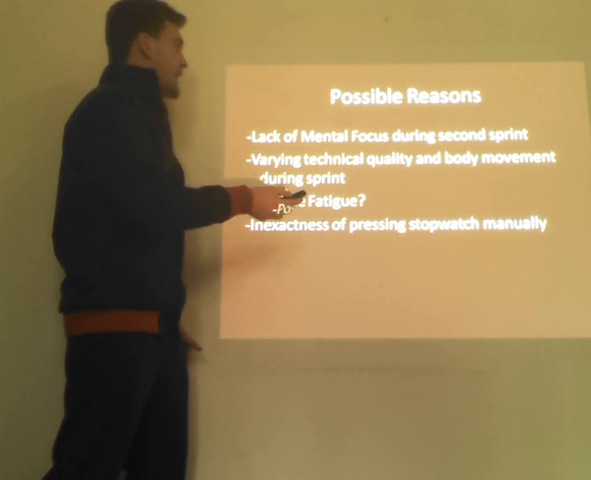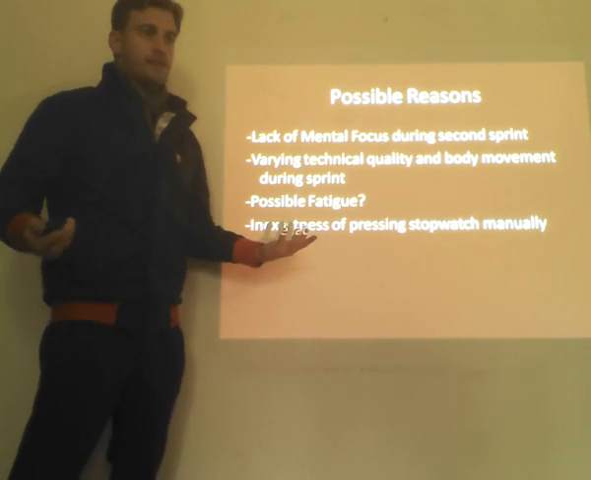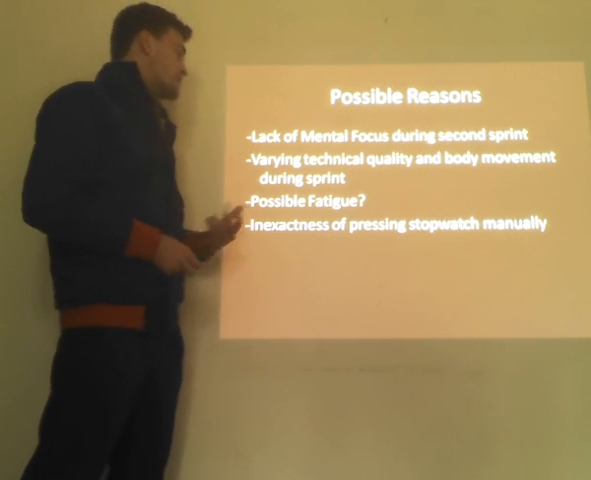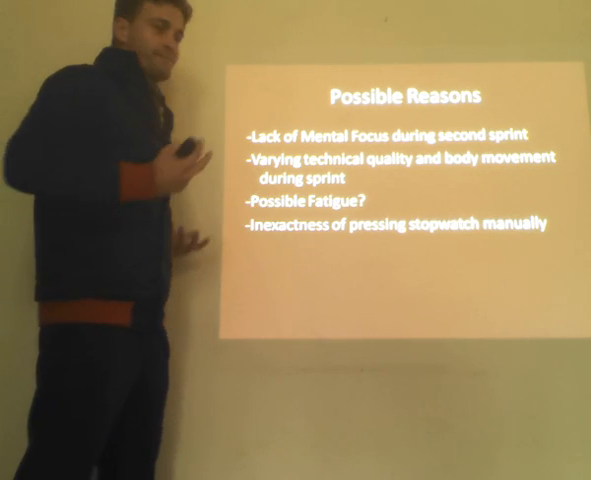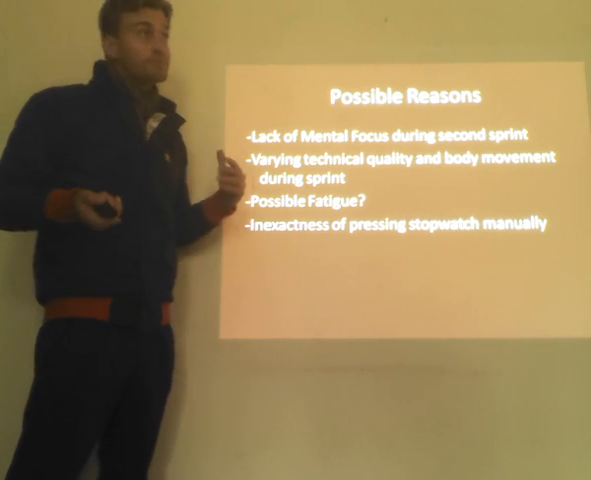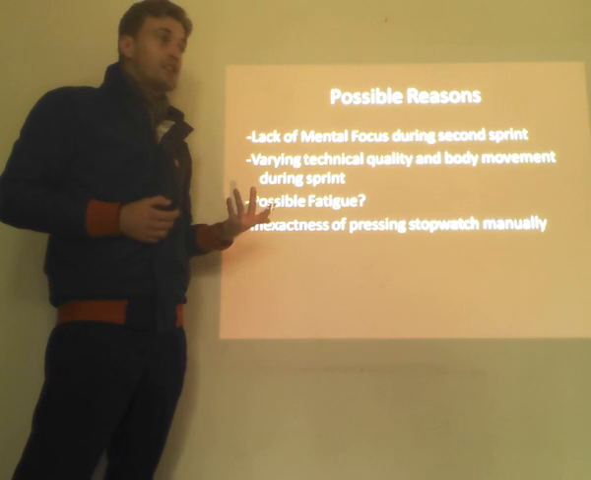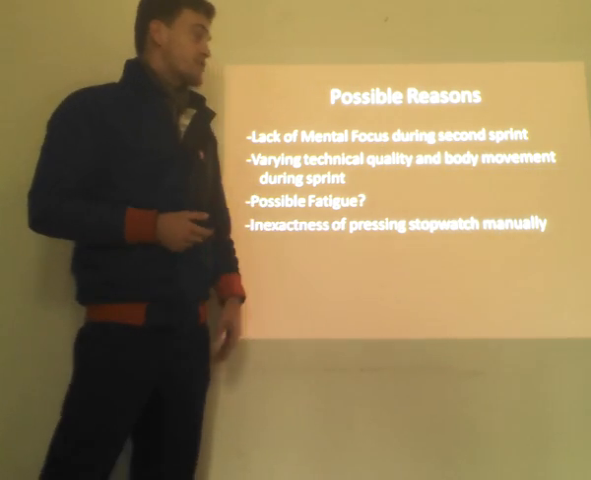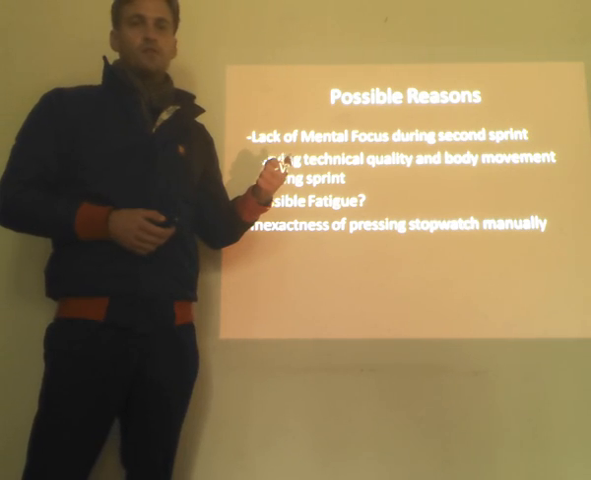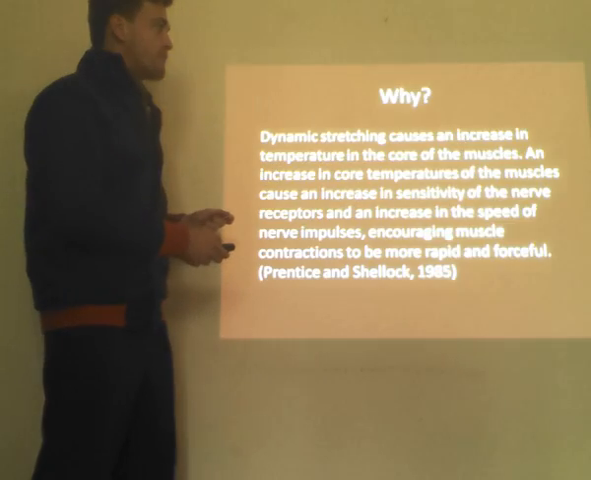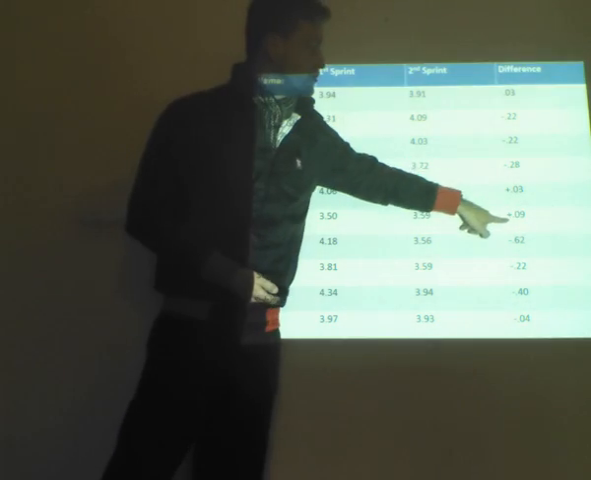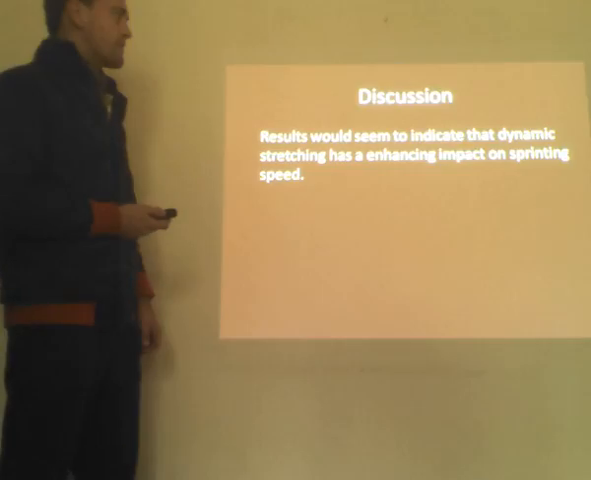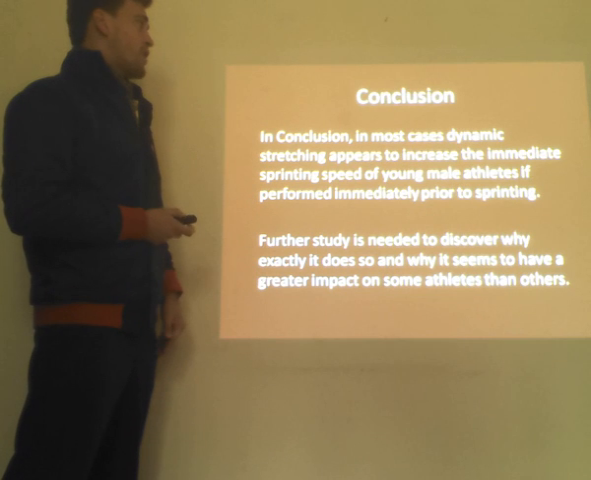Possible reasons could be a lack of mental focus during the second sprint. Alright? In 11 and 12-year-old boys, sometimes their focus and concentration goes up and down. So it could have been that. Varying technical quality and body movement during the sprint. Okay? Could have been just a different kind of running. They weren't really focused. Possible fatigue. That's a possible reason. I don't think so, because the players had been training quite regularly, so I don't think 20-yard sprinting would have fatigued them at all. Another possible reason is the inexactness of pressing the stopwatch manually. It was a manual timing method, right? Go, and when they reached 20 yards, we pressed the stopwatch. And with these very marginal timings that we're talking about here, it could have been even the amount of time it took for us to press the button on the stopwatch. Okay, so just some things to think about. Right? So those are your possible reasons.